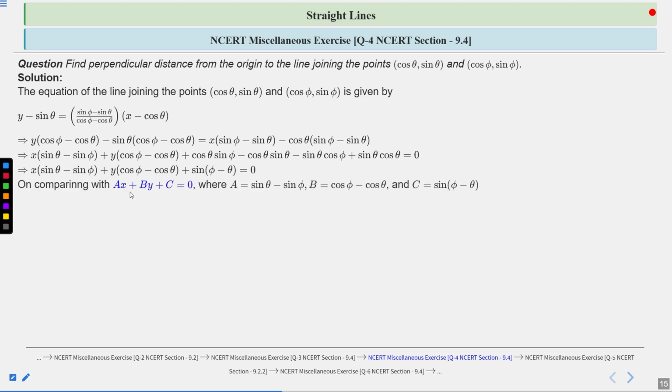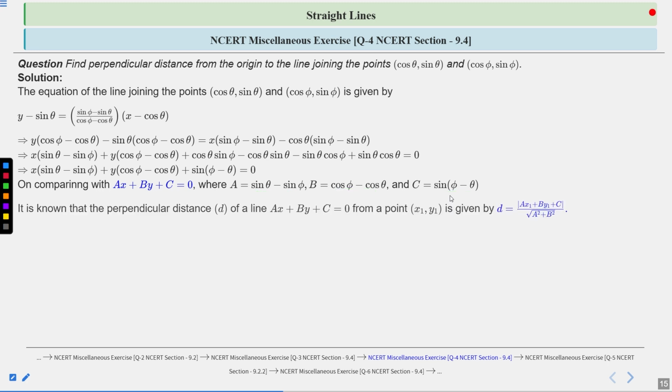Now on comparing with the general equation ax plus by plus c equals 0, a is sin theta minus sin phi, b is cos phi minus cos theta, and c equals sin of (phi minus theta). And it is known that the perpendicular distance of a line ax plus by plus c equals 0 from a point x1, y1 is d equals modulus of (ax1 plus by1 plus c) divided by square root of (a square plus b square).